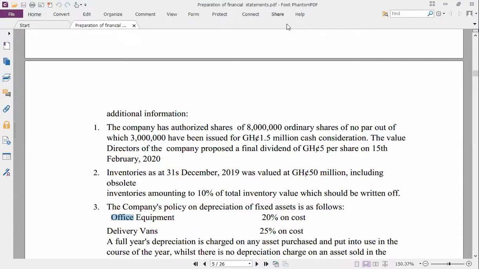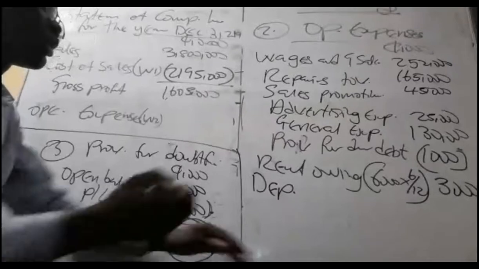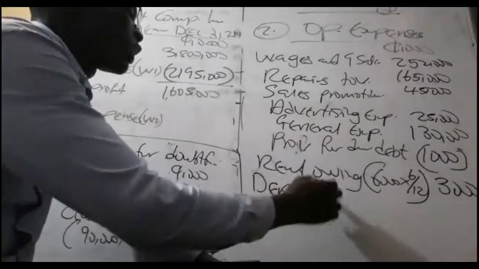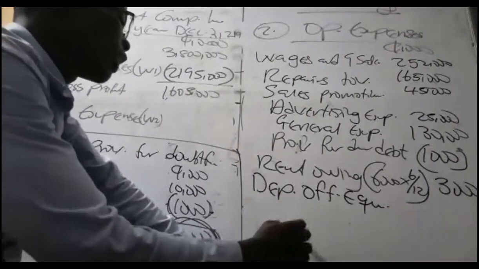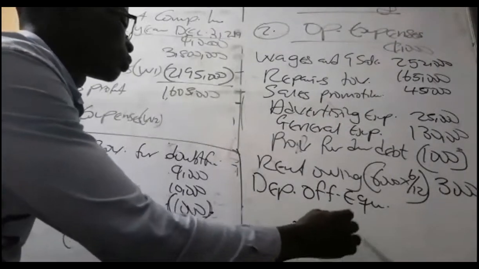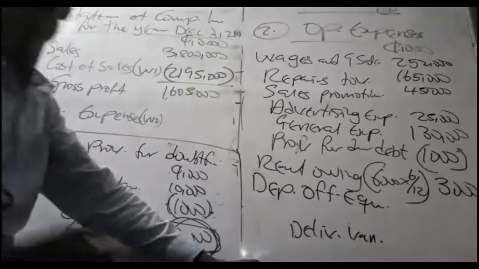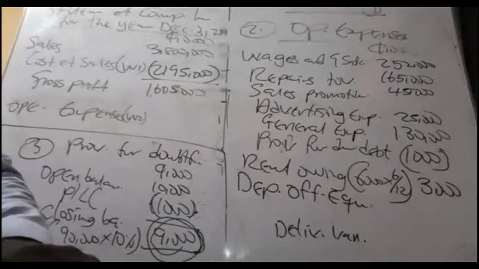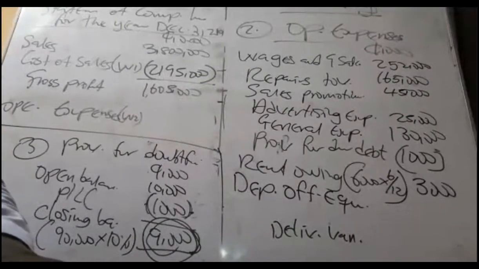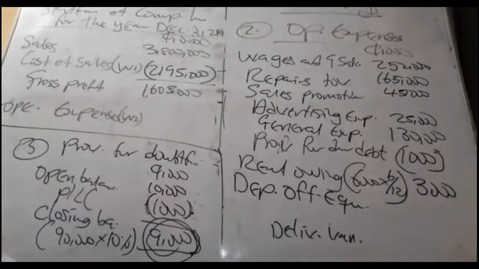So you go look for the asset that will be depreciated. Write them here. So office equipment, I'll start. Office equipment. And then delivery van. I'll just write the name without any figure. Why am I doing this? I'm doing this because I want to know which one is easy.